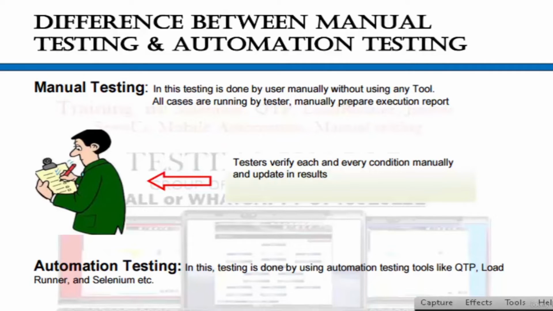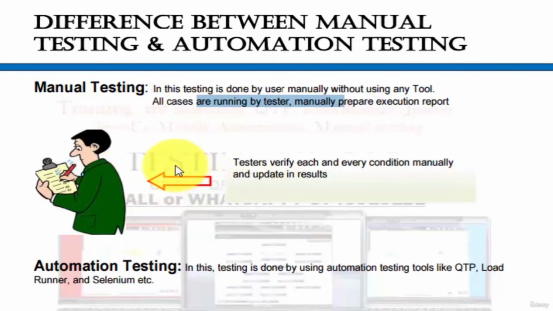In this session, we are going to understand the difference between manual and automation testing. Manual testing is testing which is done by the user manually without using any tool. All the conditions, or we can say all the cases, will be run by the tester manually without using any automation tool. After the execution, the tester prepares a report of all the test cases which passed or failed.